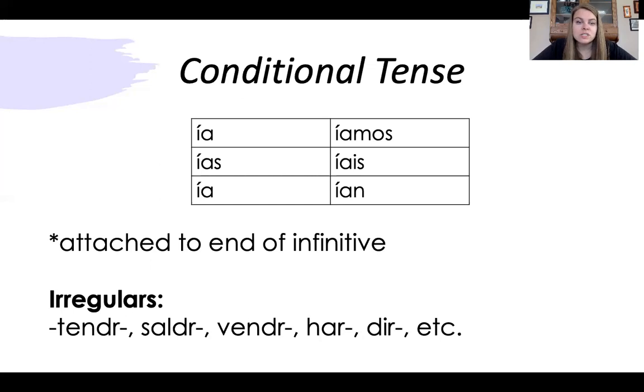Speaking of which, the conditional tense is the same endings as ER and IR imperfect verbs: ía, ías, ía, íamos, íais, ían. We attach them to the end of an infinitive, just like the future, and it has the same irregulars.